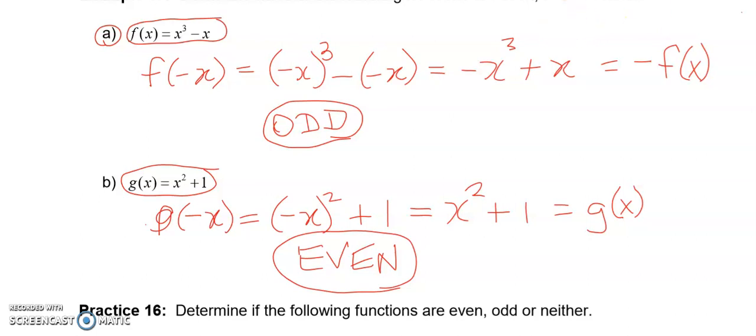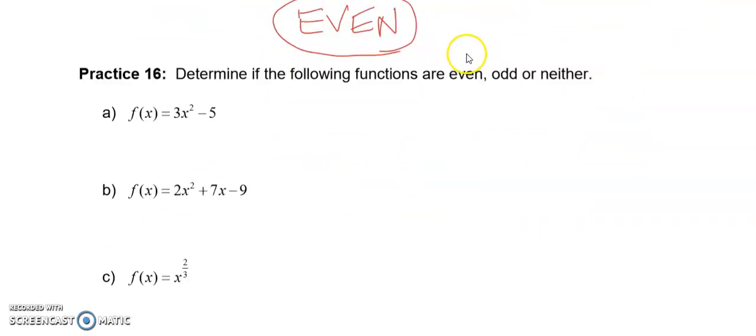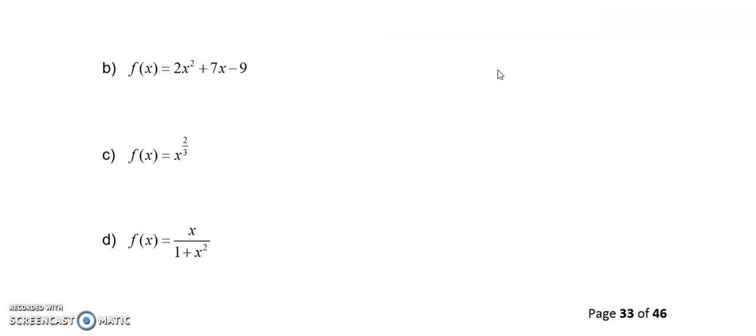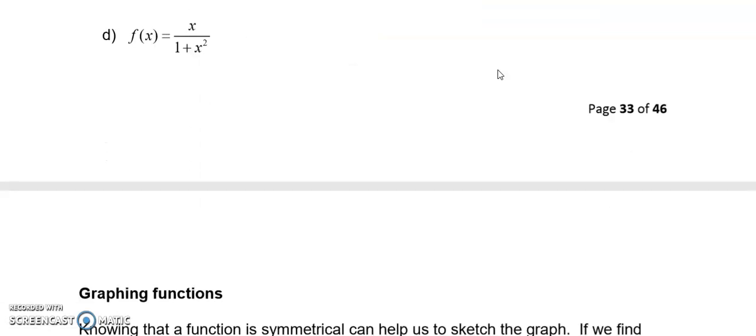So the practice 16 on the bottom of that page, I'm going to leave that for you to try. Determine if the following functions are even, odd, or neither. It's quite possible they could be neither of those two. So just try those, check your answers with D2L and see how that works out.